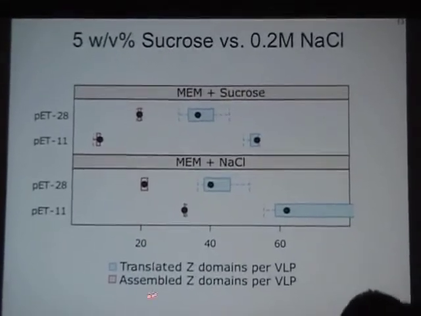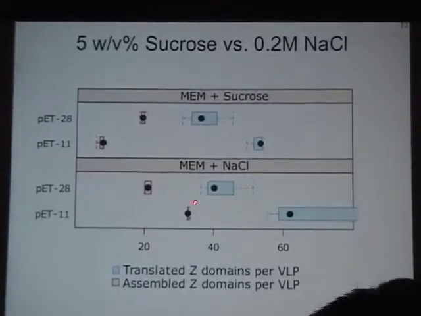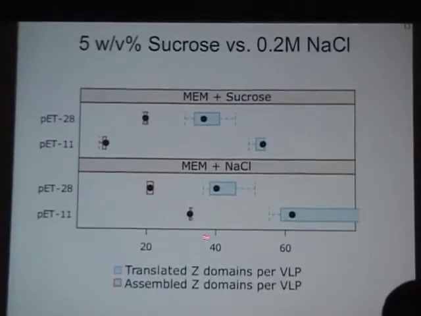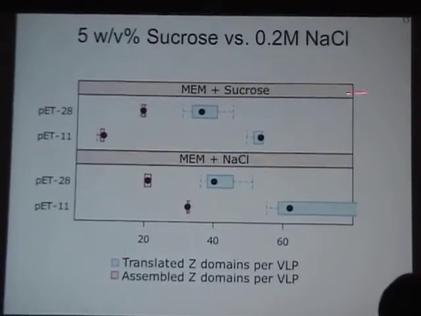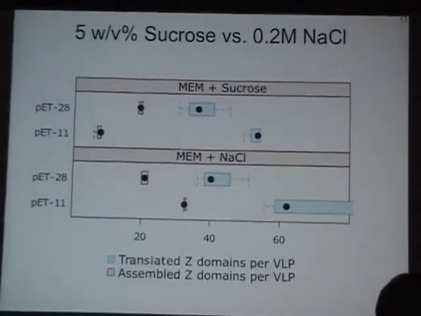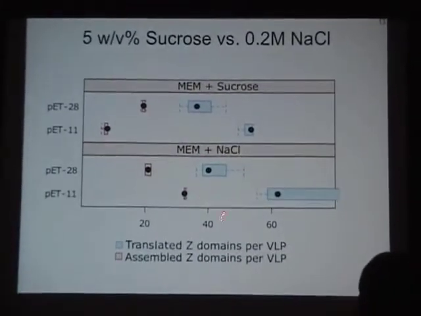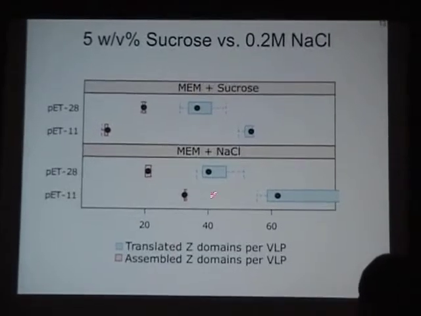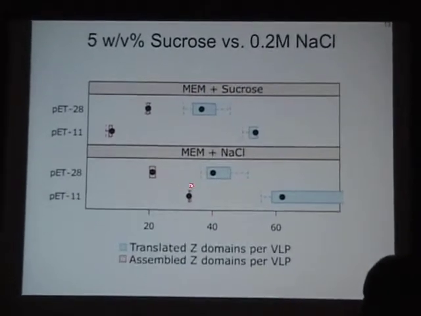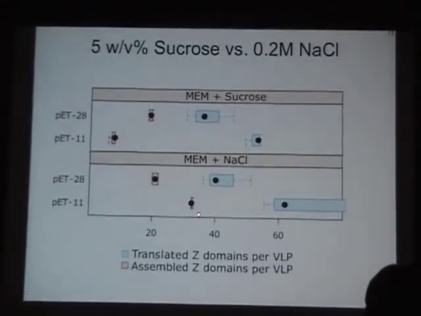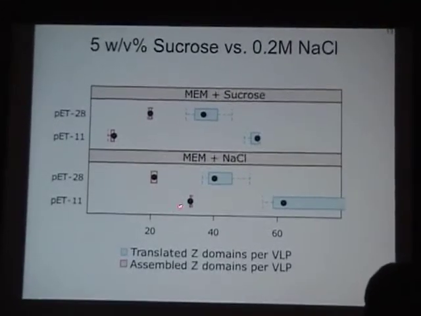But when we do the purification, what we find is that sodium chloride actually increases the number of Z domains that we get per particle. And there's no growth inhibition here. The doubling times are pretty much exactly the same for these two samples. So we're not messing with the metabolic pathways at this point. But we do see a significant increase in the number of Z domains that we get on the particles, up from 20 to about 32.